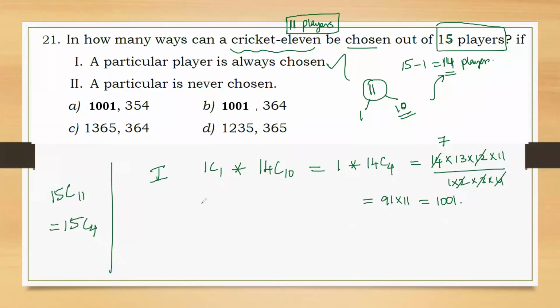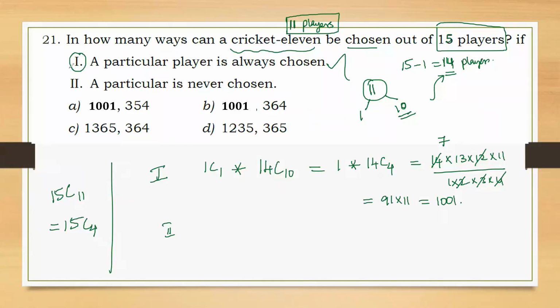Okay. Now, the second case. A particular player is never chosen. Particular for the first player is 15C1, right? Actually, we are asking for condition 1.